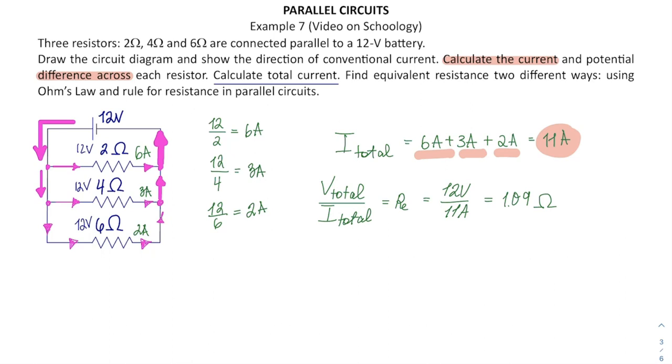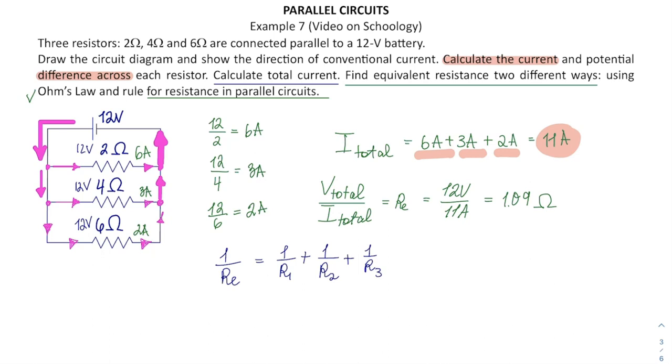Now, it says find equivalent resistance 2 different ways. Using Ohm's law, check, we just did. And the rule for resistance in a parallel circuit. That is the reciprocal of a reciprocal. So I know that if we have a parallel circuit, then we're going to do this: 1 over R1 plus 1 over R2 plus 1 over R3. So in my case, 1 over R equivalent will be 1 over 2 plus 1 over 4 plus 1 over 6.